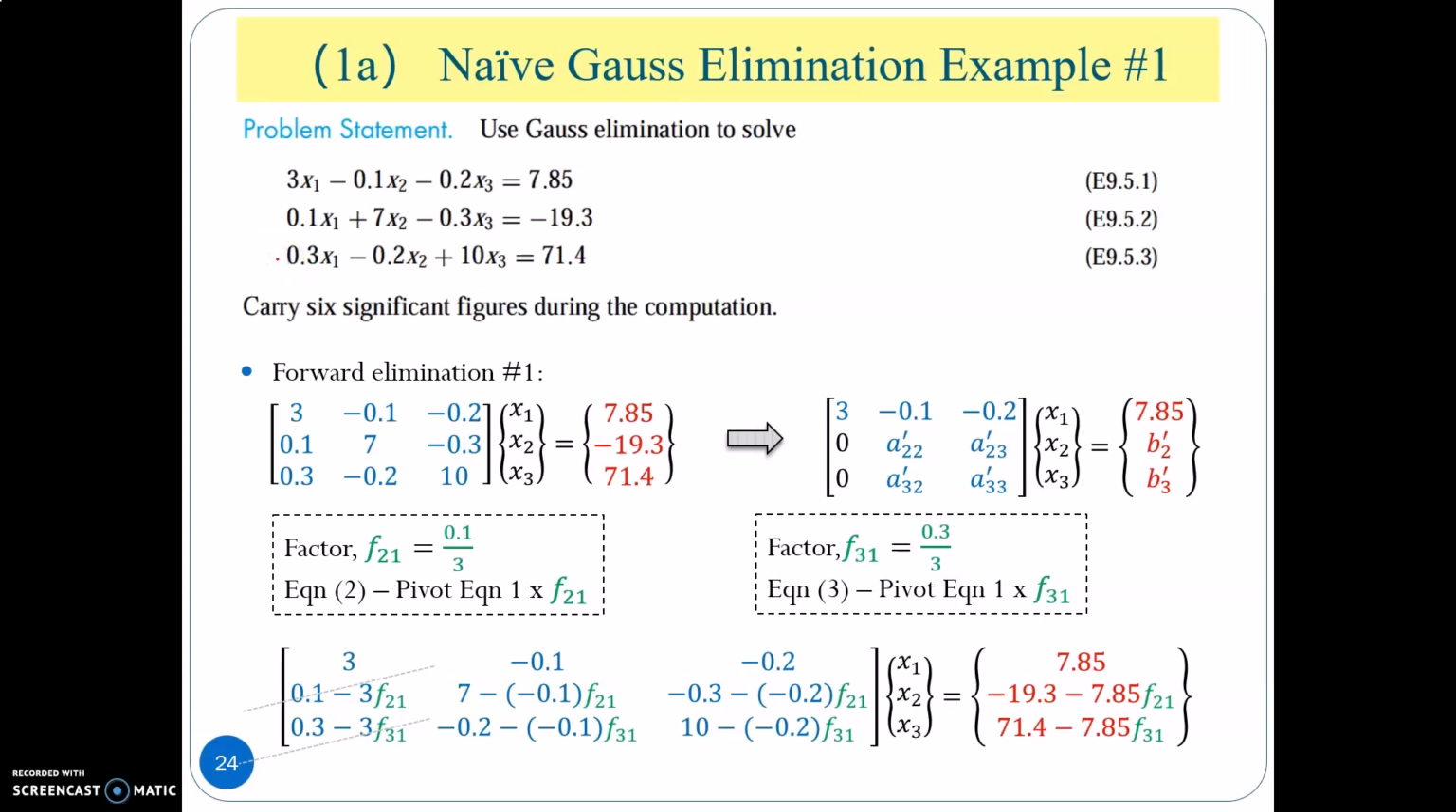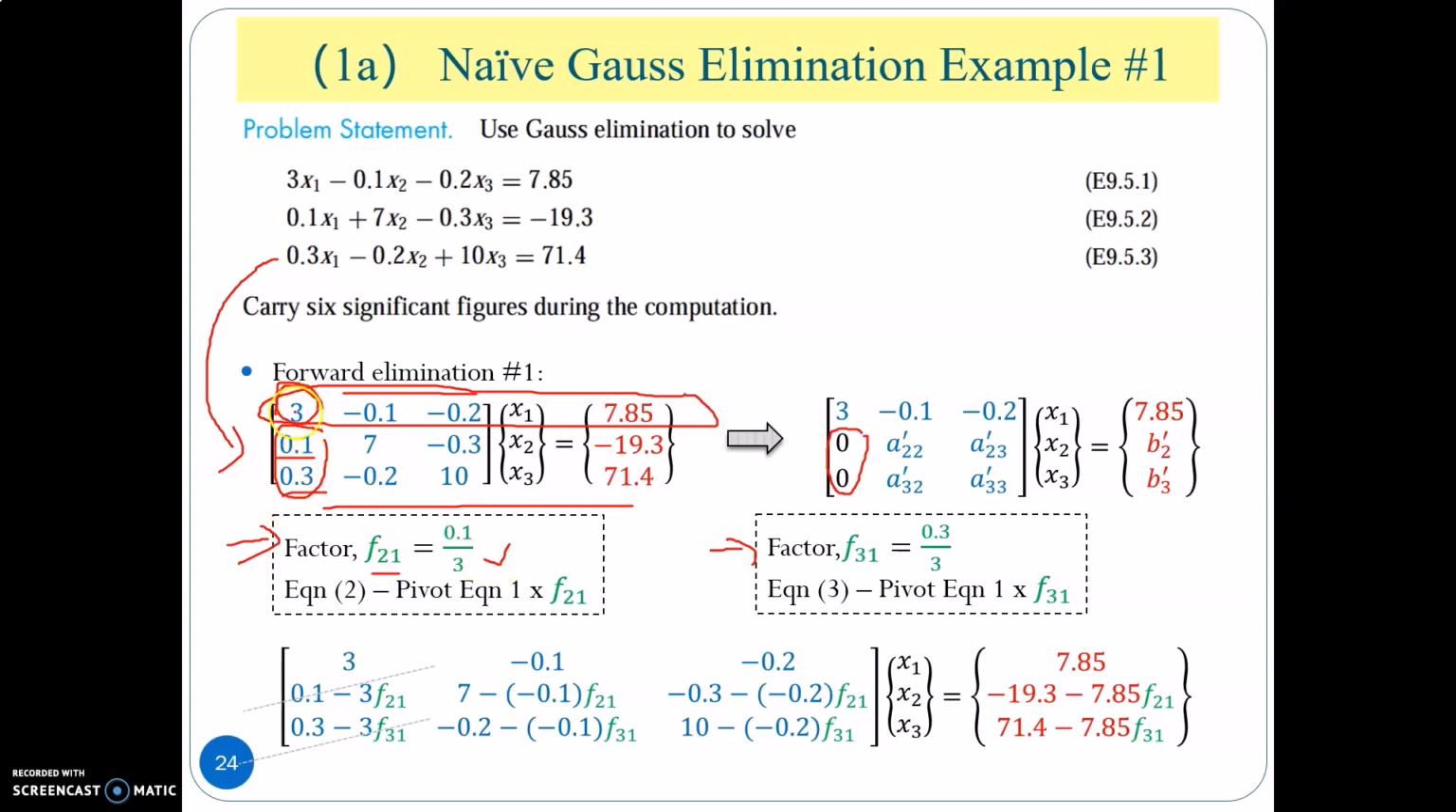To make the writing clear and easy to follow, we convert it to the matrix format, and in the first forward elimination, we need to change these two elements into 0. To achieve this, we need two factors, factor F21 and factor F31. Since these two elements need to be eliminated to 0, we need the first equation to be our pivot equation, and the pivot element is equal to 3. So we can find the factor F21 to be 0.1 divided by 3, and then 0.3 divided by 3 here to be our factor F31.